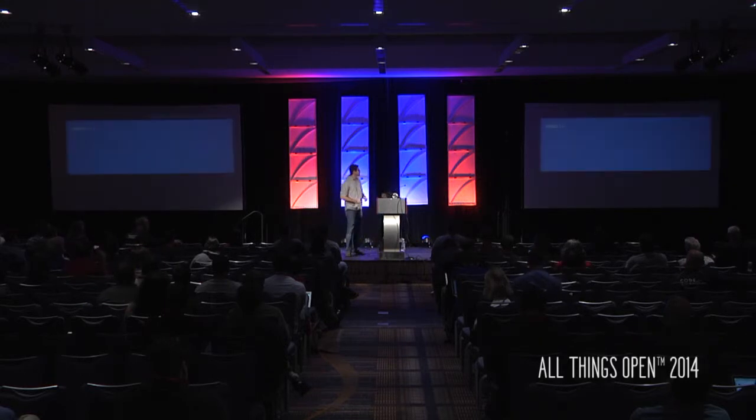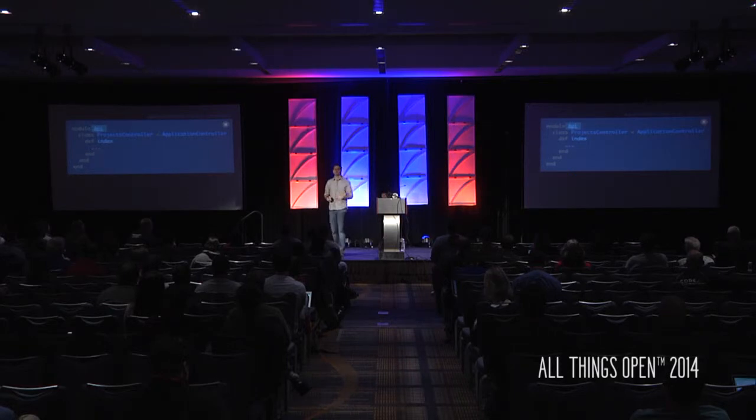One last thing to talk about in routing. If you're namespacing your API controllers, you're probably used to seeing something like this, right? You create a namespace in your routes file, which causes all your controllers to be namespaced within a module. But Rails' camel case feature forces you to write API like that, right? So capital A, lowercase p, lowercase I.